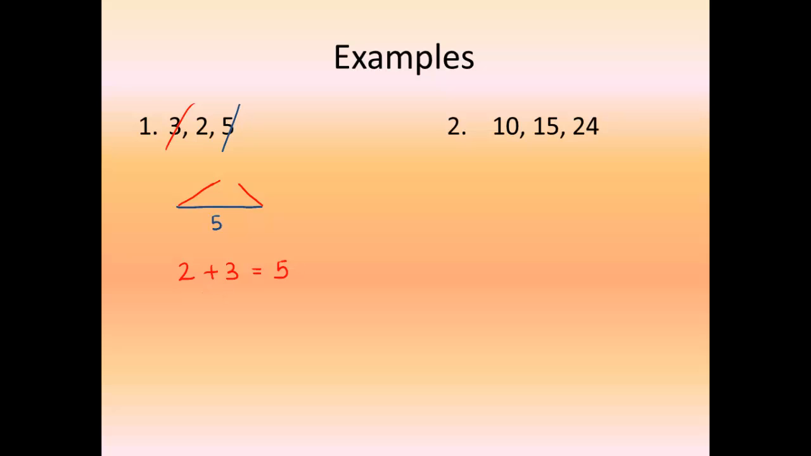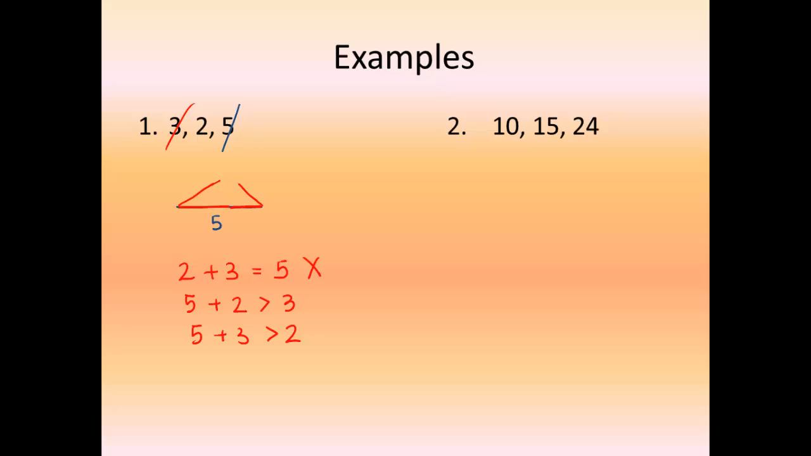Okay, let's choose another 2. 5 plus 2 is greater than 3, and 5 plus 3 is greater than 2. But this one says it doesn't work. And what that means is if we were to lay these down, the 3 and the 2, they would touch because that adds up to 5, and it wouldn't be able to stand and form a triangle.